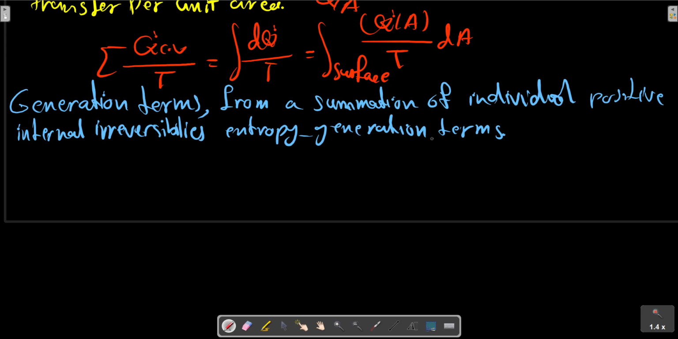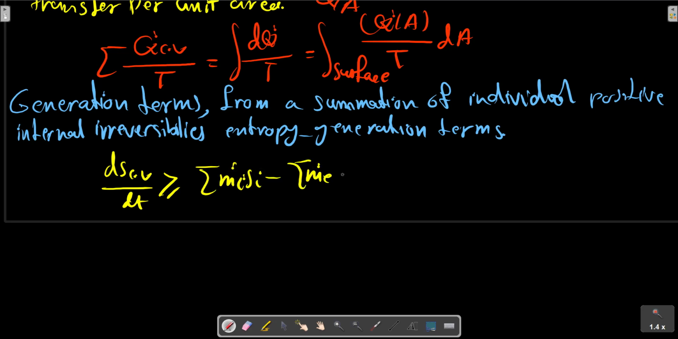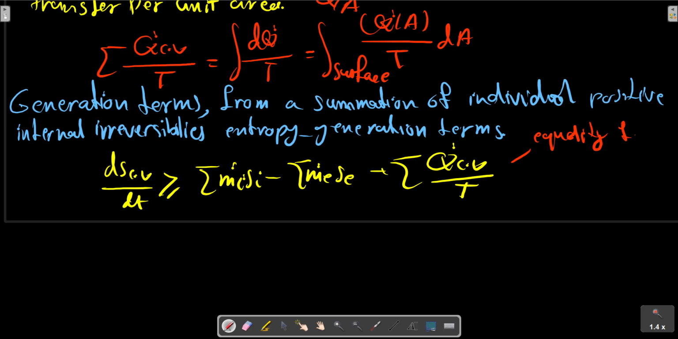And the equality is often written as dS over dt plus sigma of the control volume over T. Now the equality applies to internally reversible processes and the inequality to internally irreversible processes.